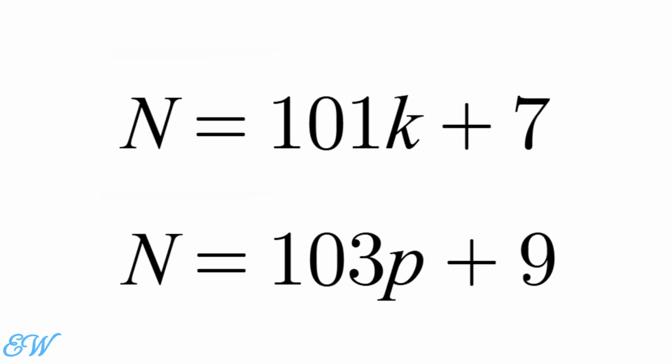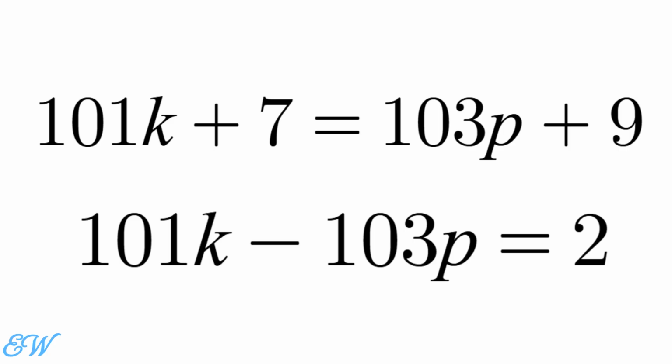So first thing is that we can write n as a multiple of 101 plus 7 and a multiple of 103 plus 9. So n equals 101k plus 7 and n equals 103p plus 9. We can then set these equations equal to each other, and we can get all the variables on one side and all the numbers on one side. So we get that 101k minus 103p is equal to 2.